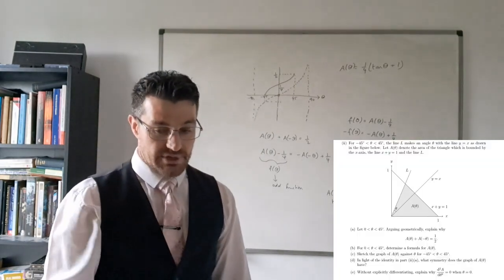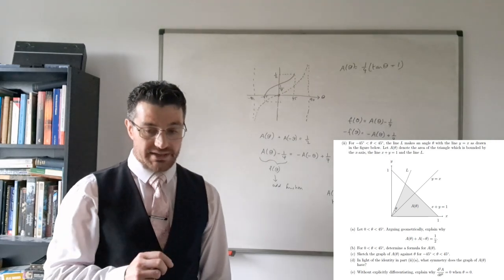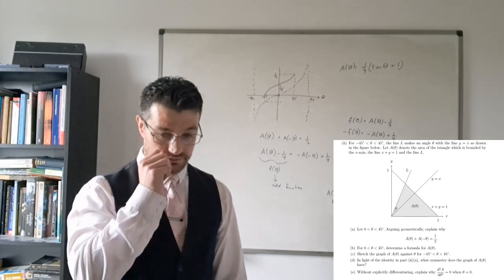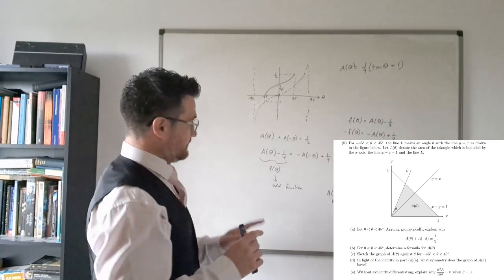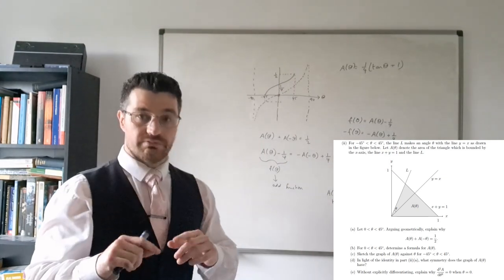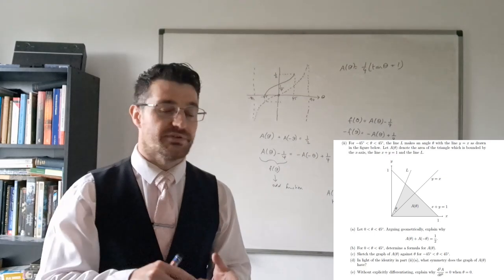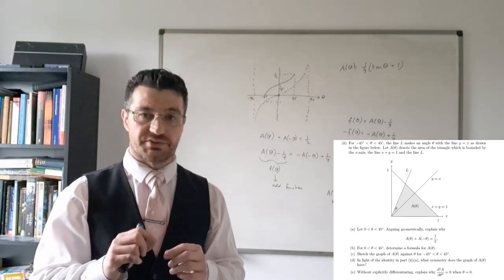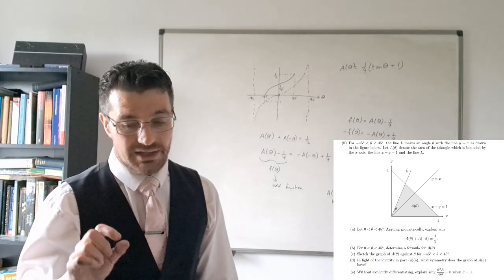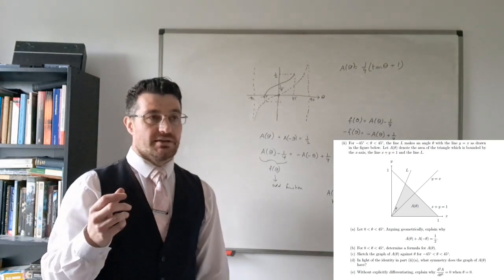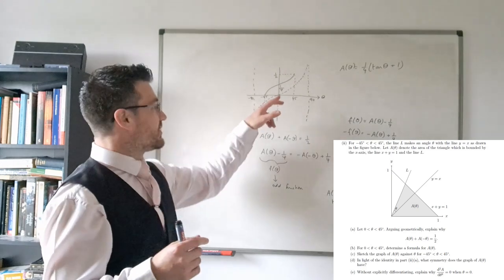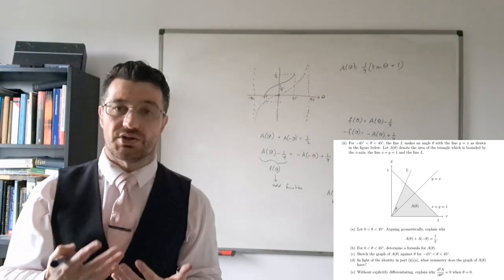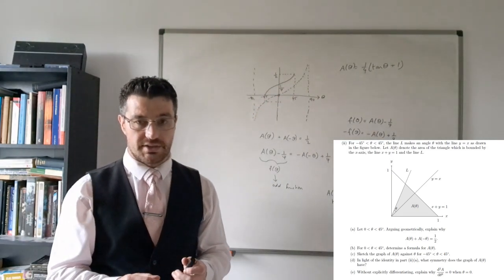Without explicitly differentiating, explain why d²A by dθ² equals 0 when θ equals 0. In other words, we've got a second derivative equal to 0. That corresponds to... it looks like we've got a kind of point of inflection here, but it's not a turning point, right?